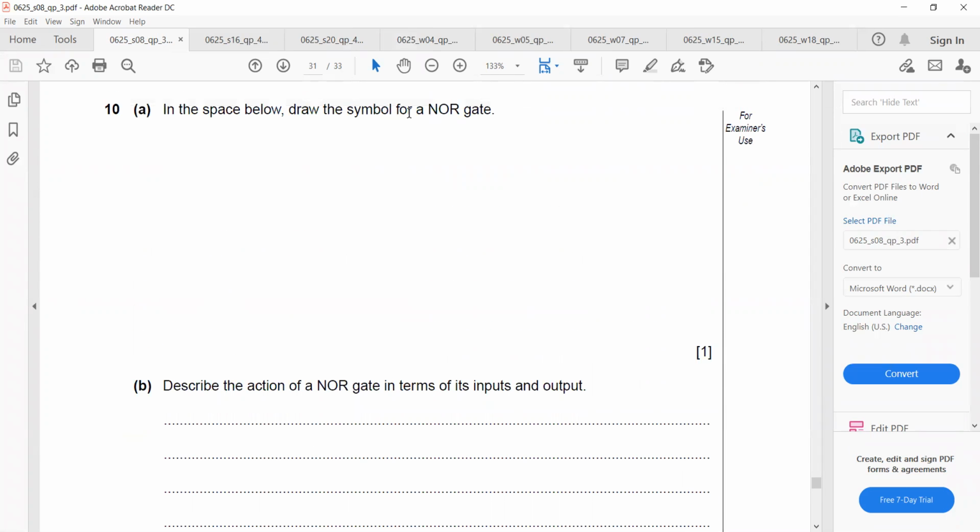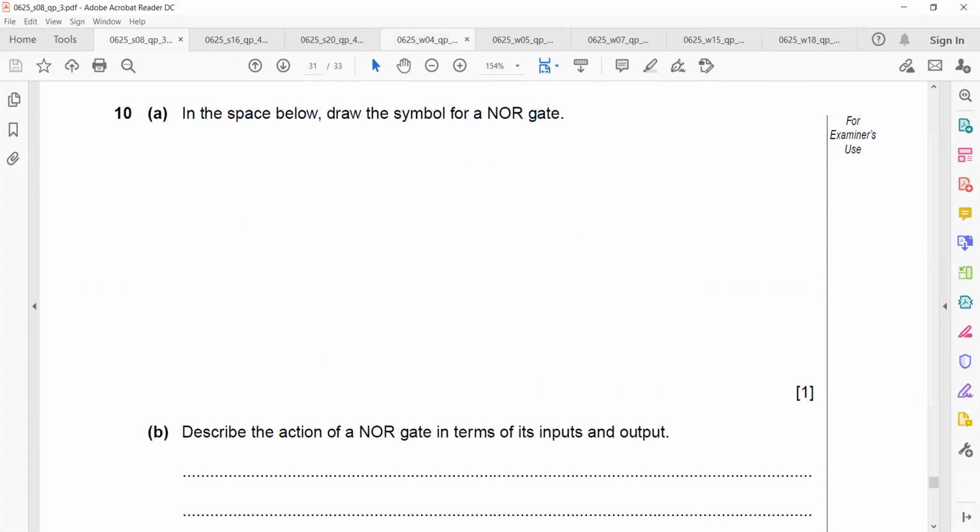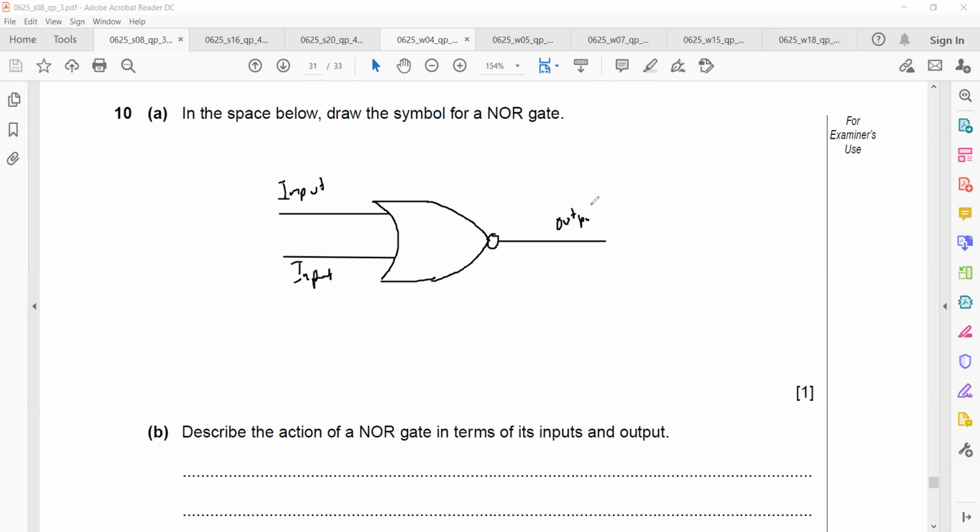In a space below, draw a circuit symbol for NOR gate. So we have to draw a circuit symbol for NOR gate. NOR gate means a combination of OR and NOT. Input, this one is also input, and the final output will be there. Describe the action of a NOR gate in terms of input and output. You can describe in words or you can draw a truth table.